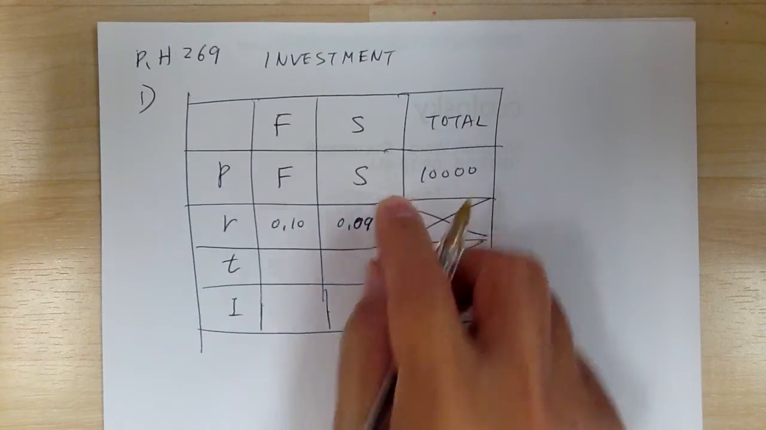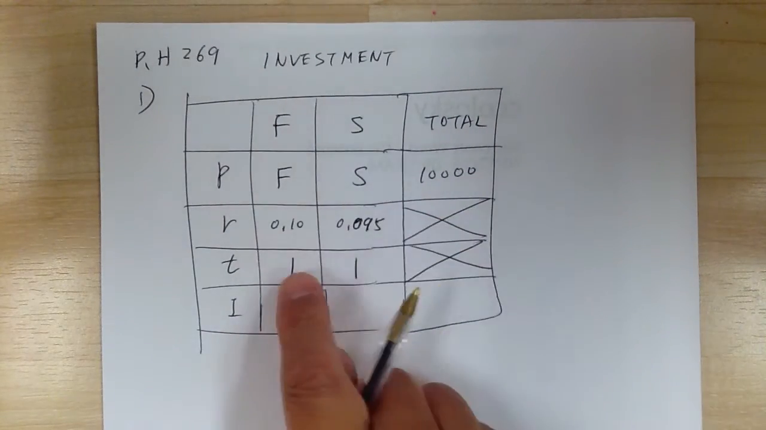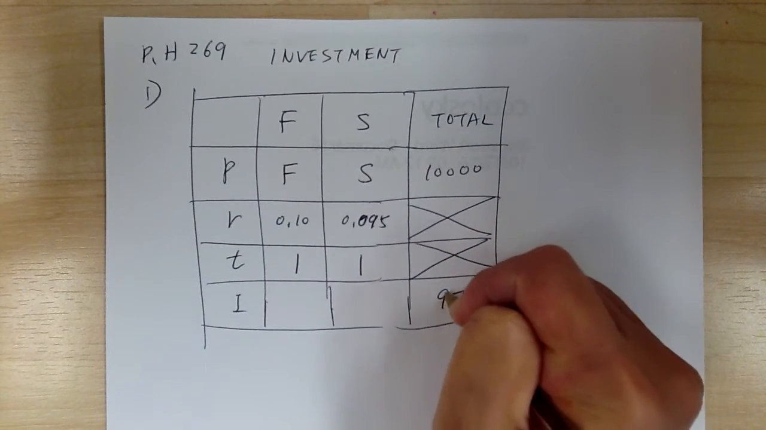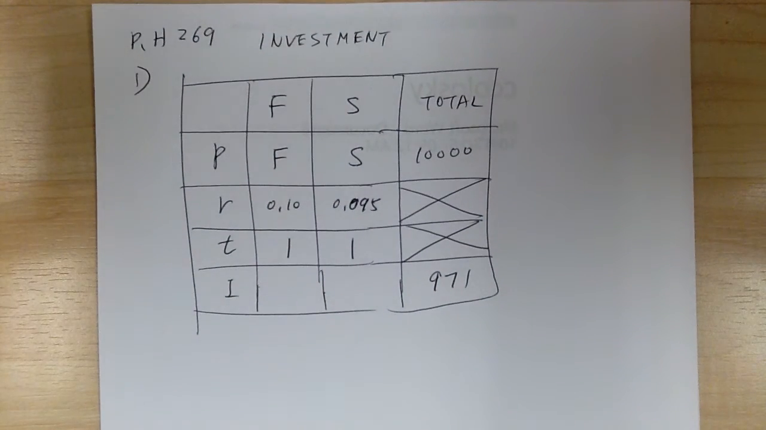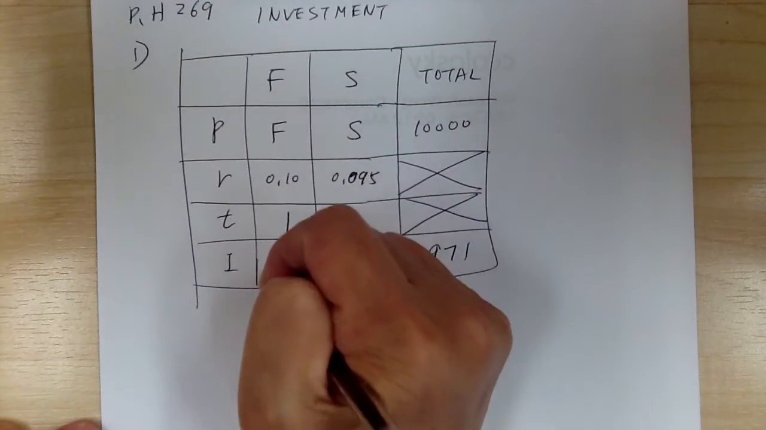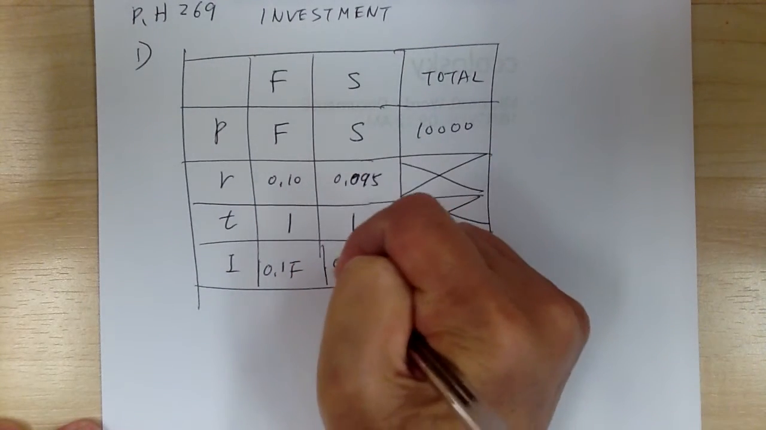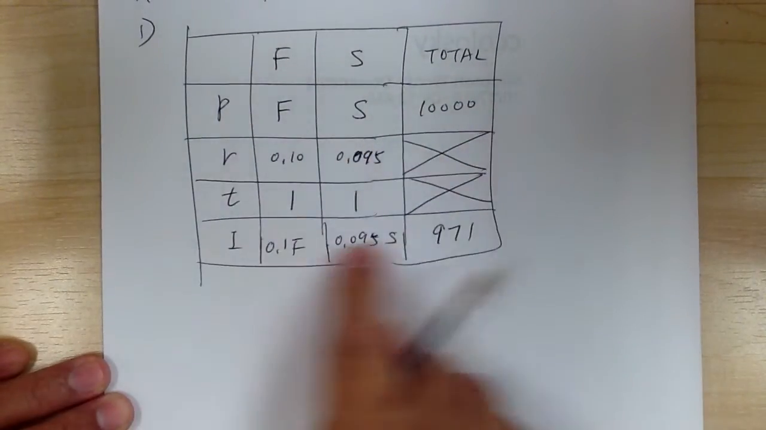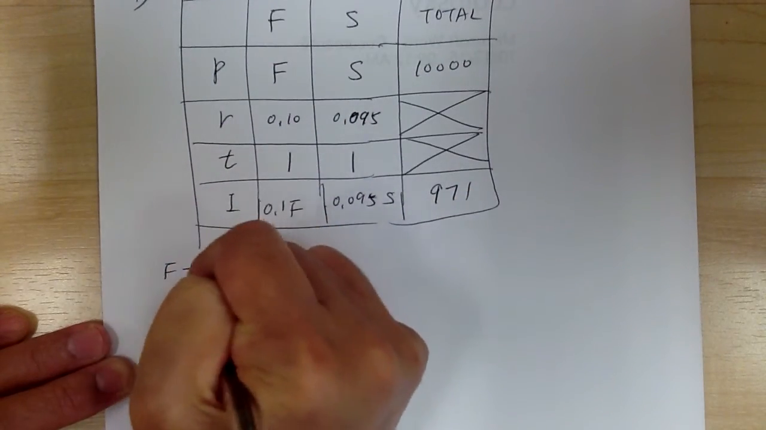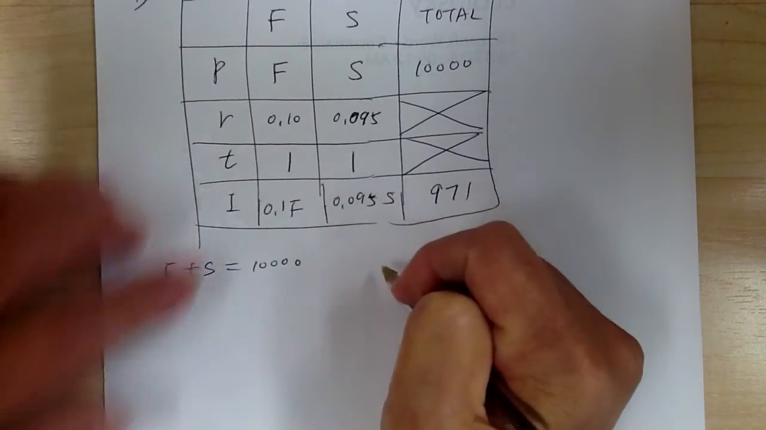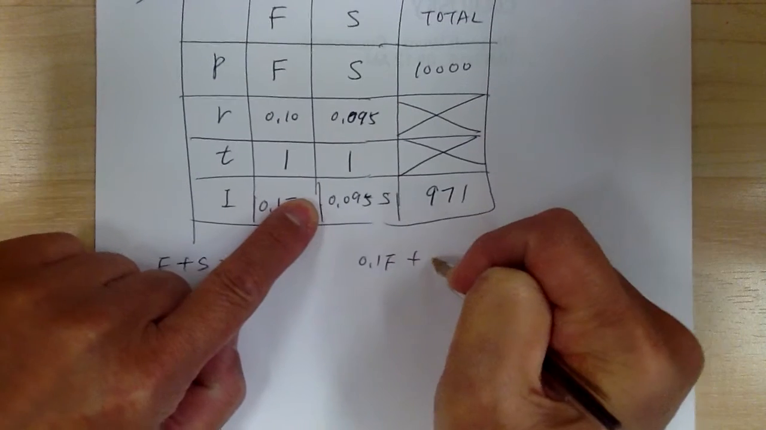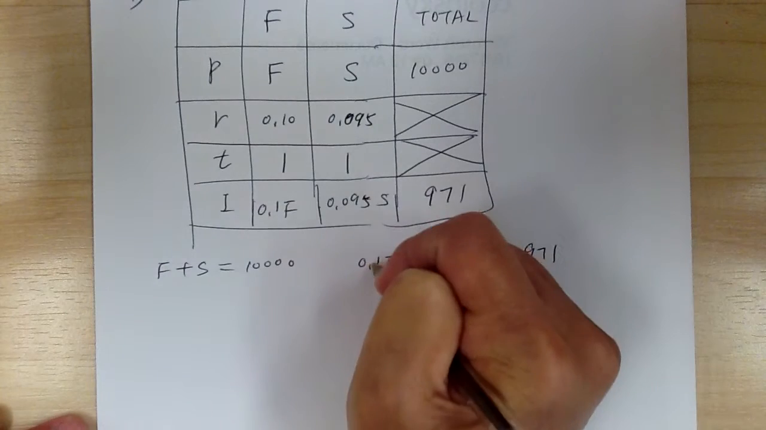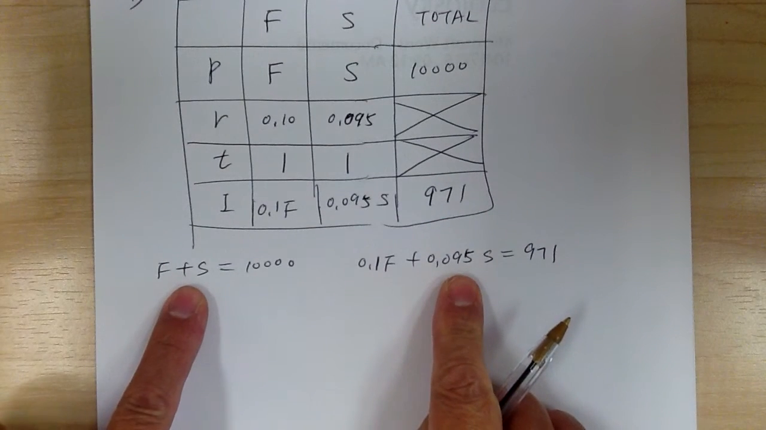If the annual interest, so annual means 1 year, right? Again, annual means 1 year, and interest was $971. So that's the information you have. So again, you multiply down, so you're going to get 0.1F. Multiply down, you get 0.095S. And then to write the equation, again, you go across. So you have F plus S equal to 10,000, and you have 0.1F plus 0.095S equal to 971.